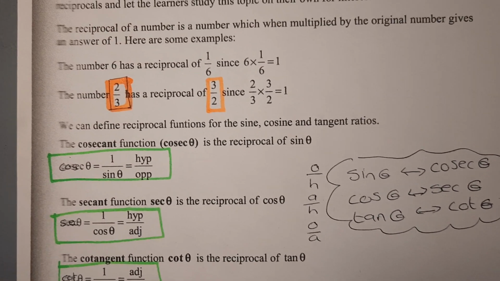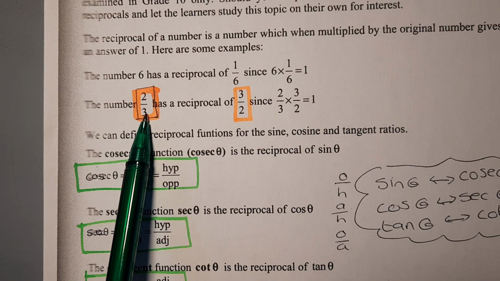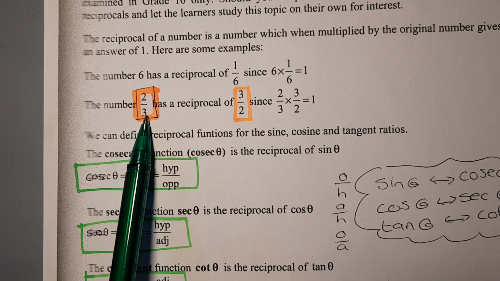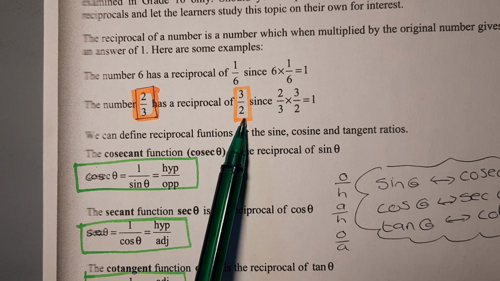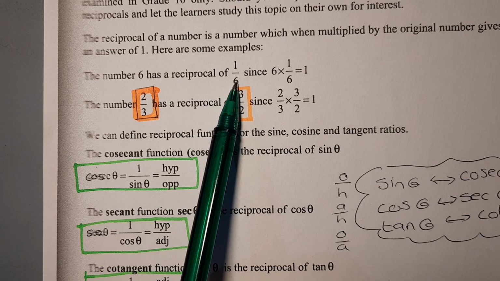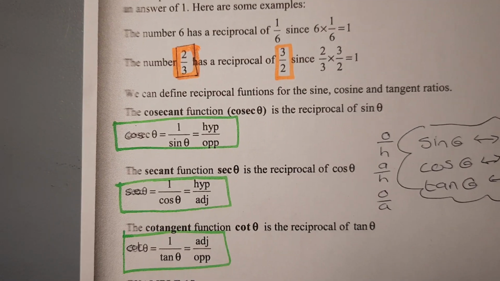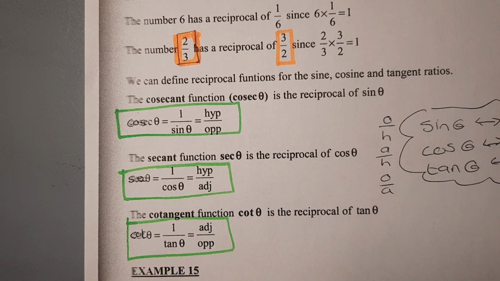So now if I look at a reciprocal, we know that we did reciprocals in primary school when we did multiplication. When we did division, we changed to multiplication by multiplying with the reciprocal. The reciprocal of 2 over 3 is 3 over 2. The reciprocal of 6 over 1 is 1 over 6. So now we have the reciprocals of sine, cos, and tan theta.